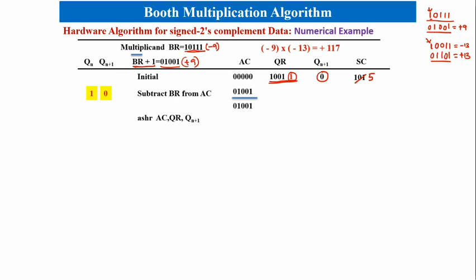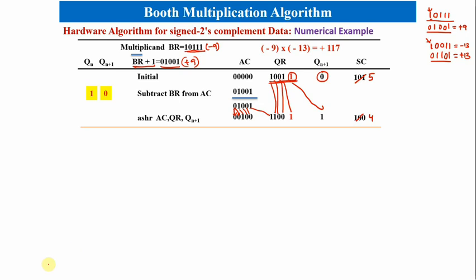Then you have to perform an arithmetic shift right. Look at how you got this value. The sign bit stays as it is, and including the sign bit, it has to be shifted right. So you are going to get the value like this, and this one comes here. Then it has to decrement the sequence from 5 to 4. Now this completes one step.